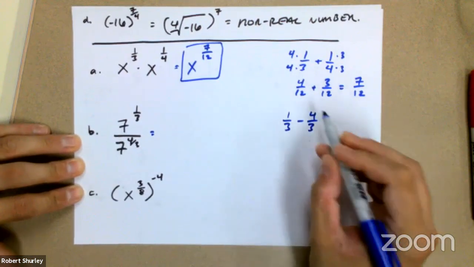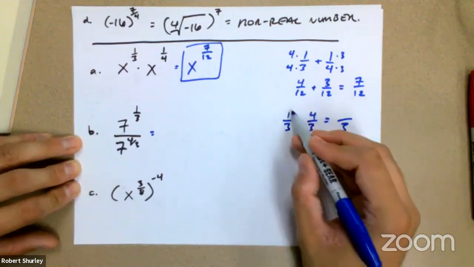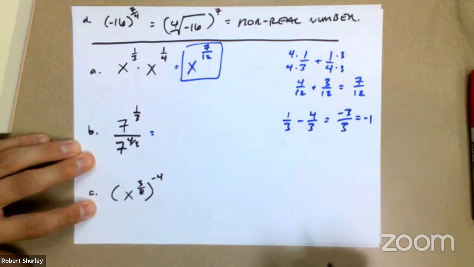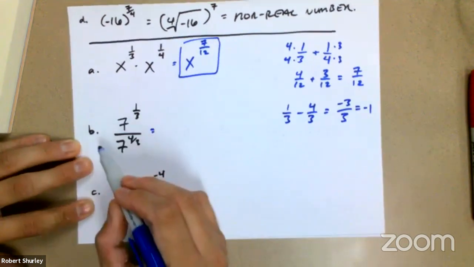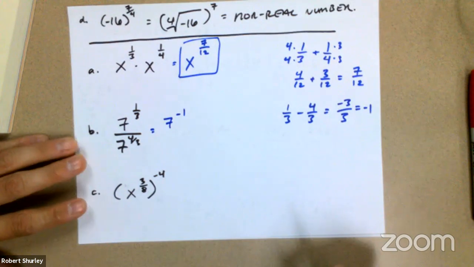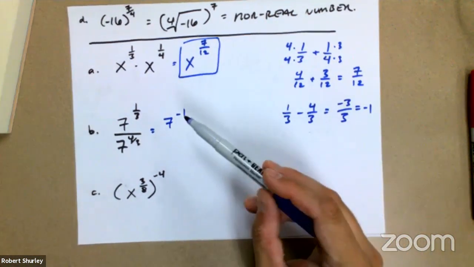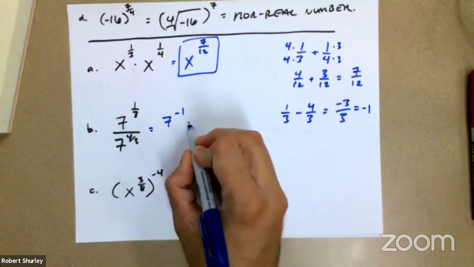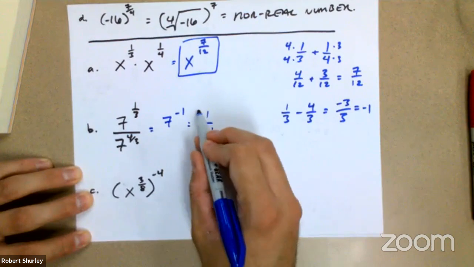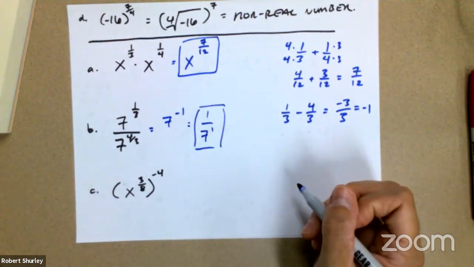So 1/3 minus 4/3, well, common denominator for subtraction, that's great. 1 minus 4 is -3. So we wind up with -1. So really, this turns into 7 raised to the -1. Now remember, in that exponent section, we can't end with a negative, so we have to make that positive. So this would be 1 over 7 to the first power. Now you don't have to write that first power, but I'm going to leave it in my answer.